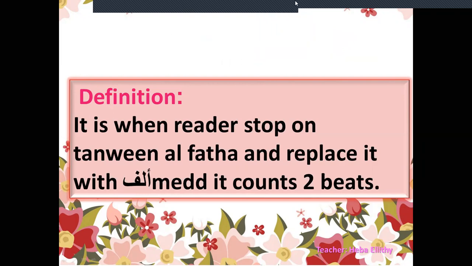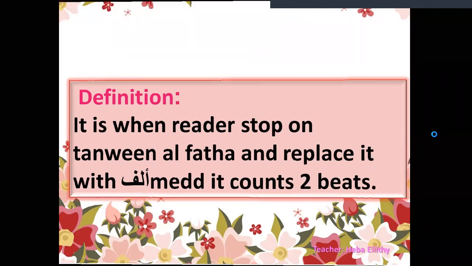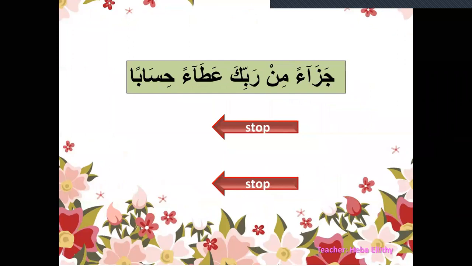Let's go to the next slide and make it more clear for you with examples. We have a verse here: جزاء من ربك عطاء حسابا. How many tanween do we have here? We have tanween فتح in جزاء, another tanween فتح in عطاء, and another tanween فتح in حسابا. Let's see how we stop on each word.